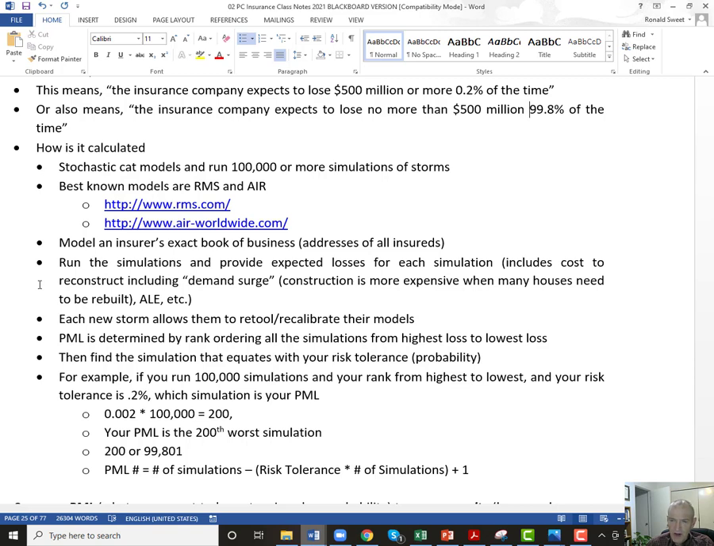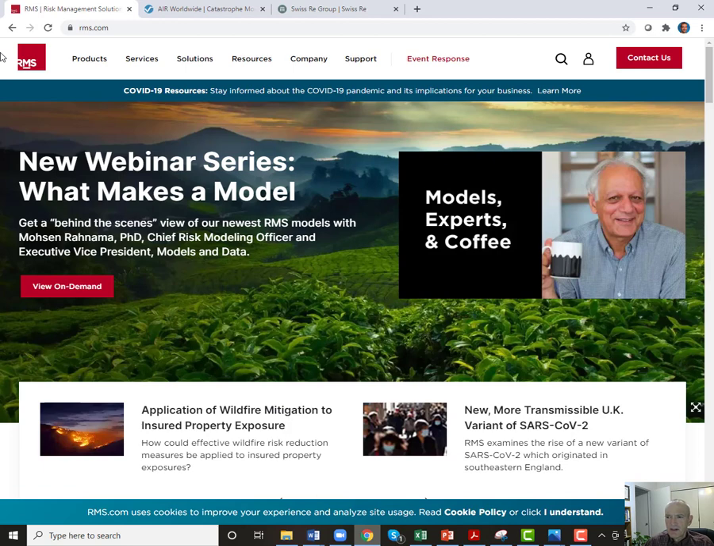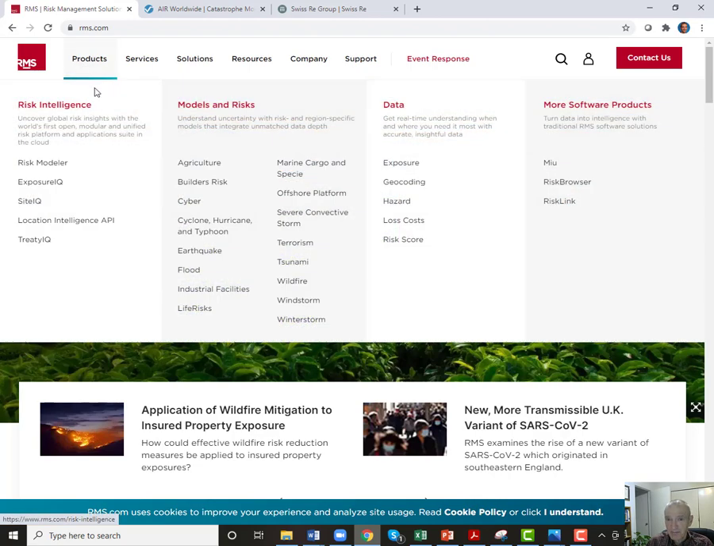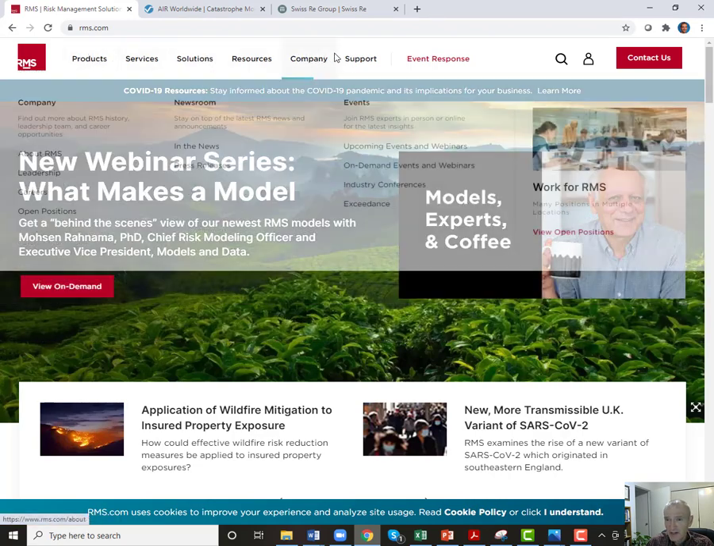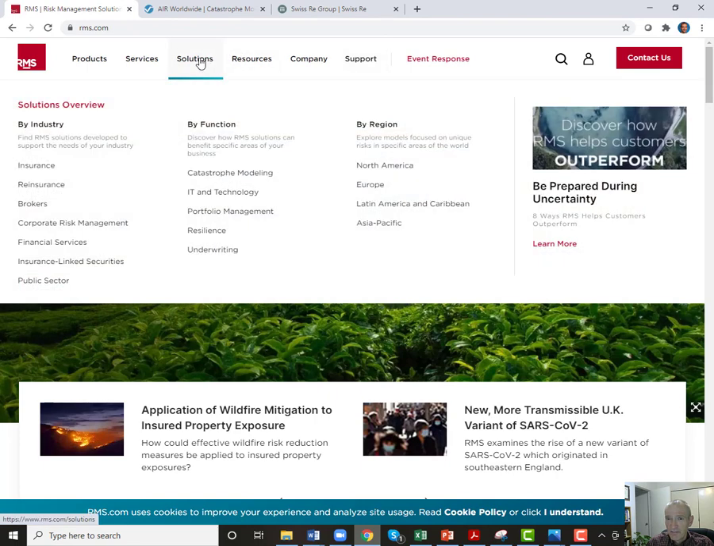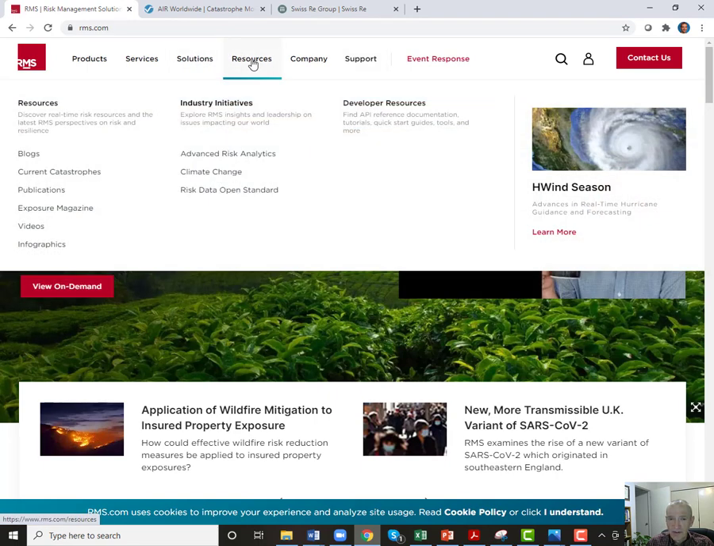The best known models out there are RMS and AIR. RMS and AIR are really good places to go if you're looking for some great ideas for a topic for a paper 2. Here's the RMS site. I don't know what the RMS stands for, but they do have a lot of resources that you can go to.